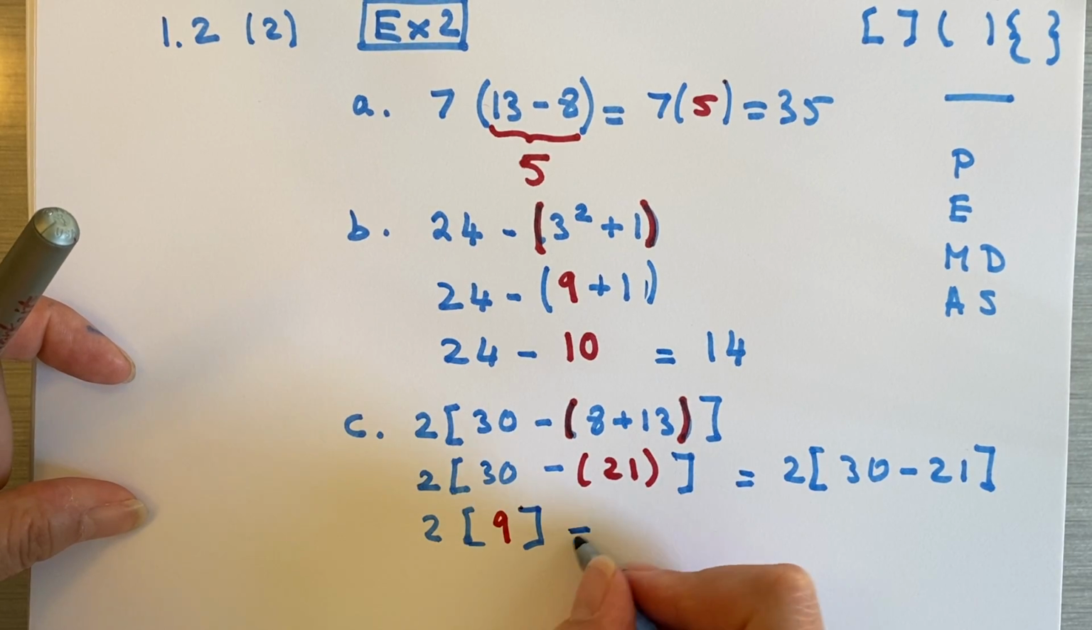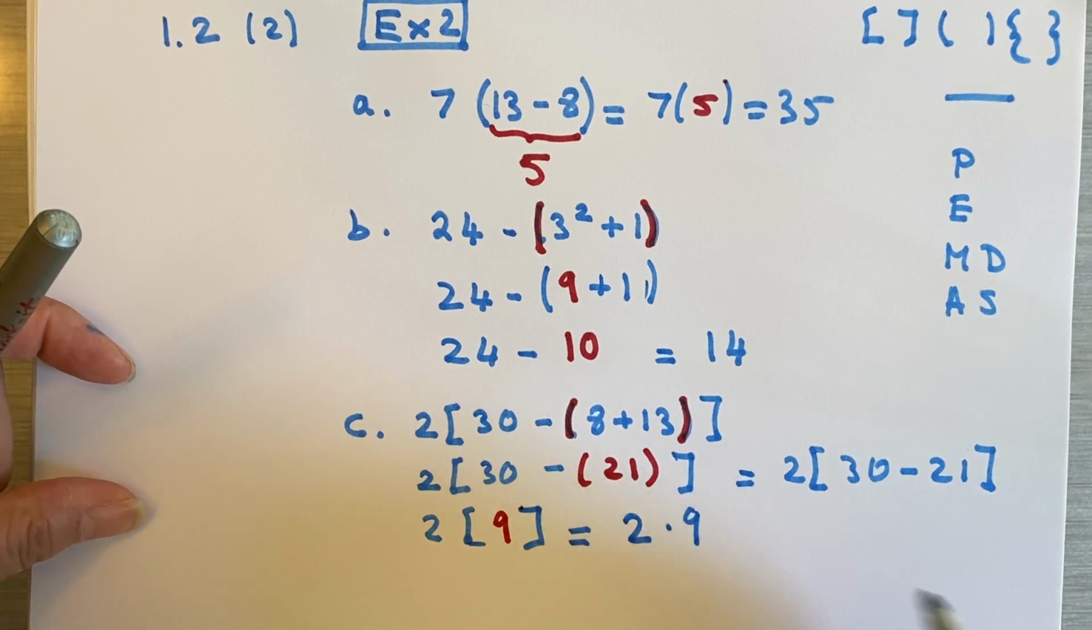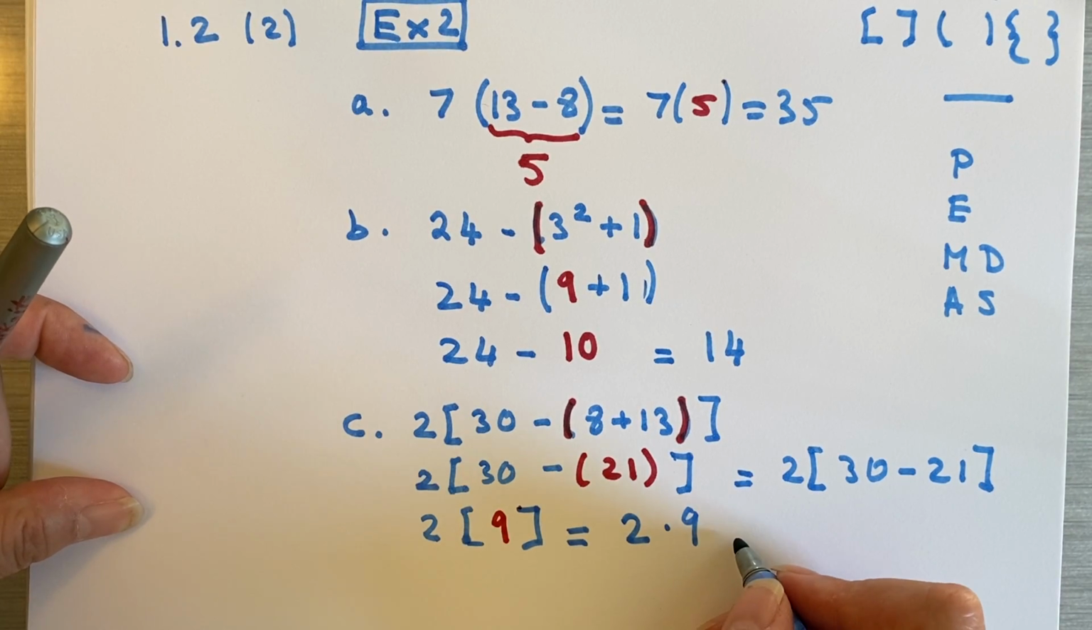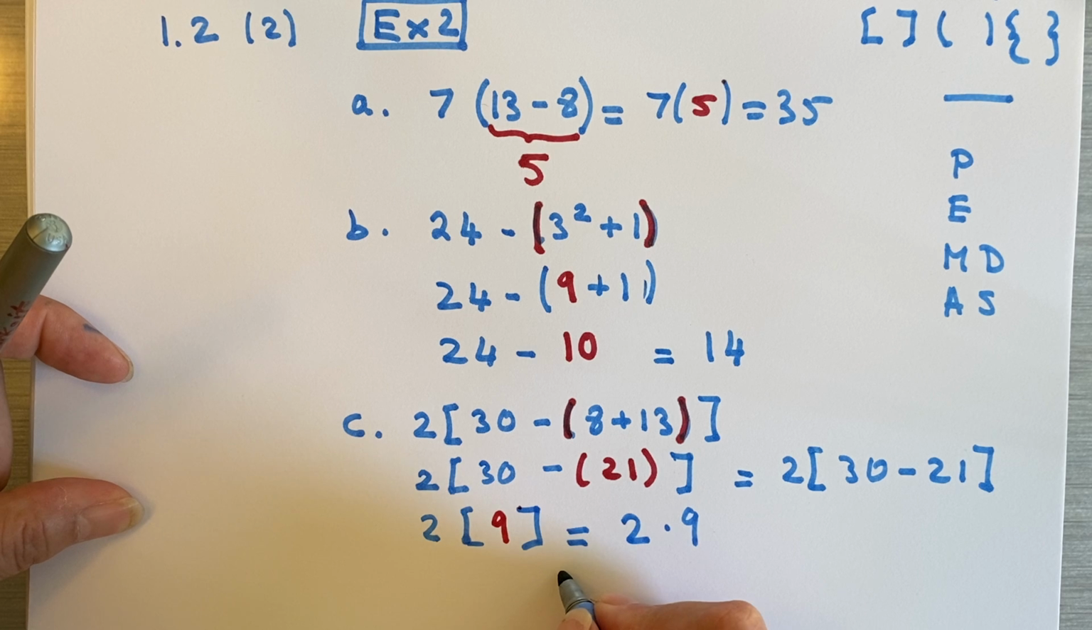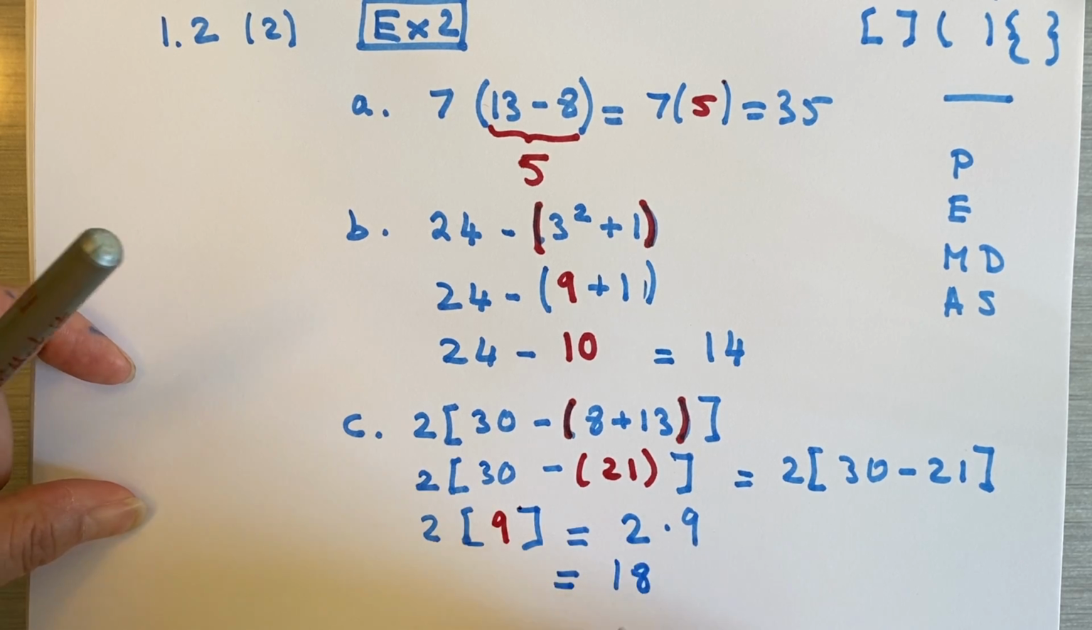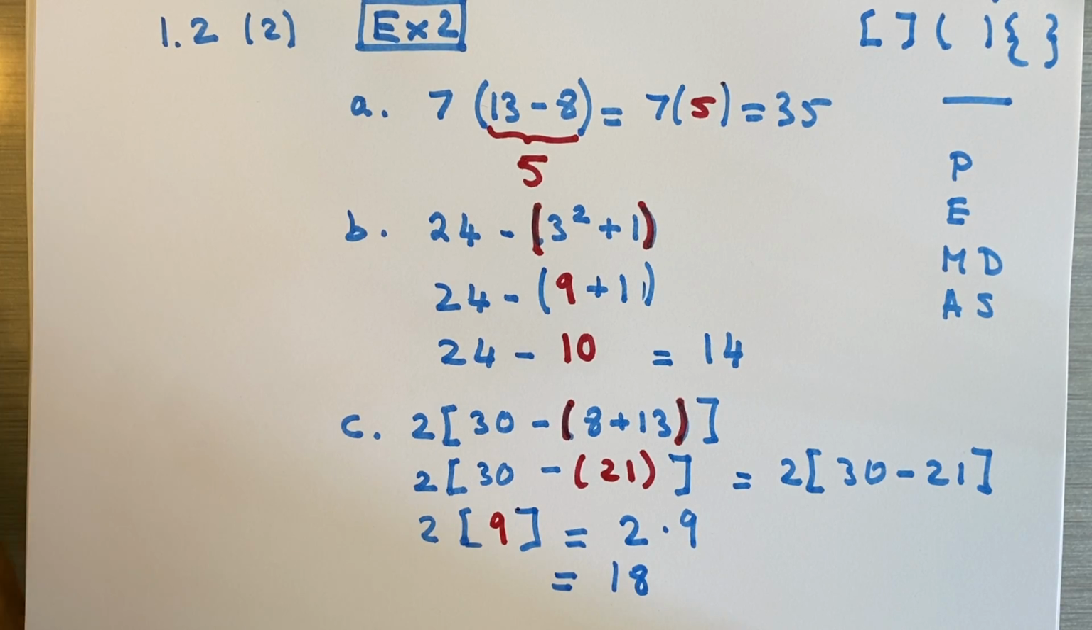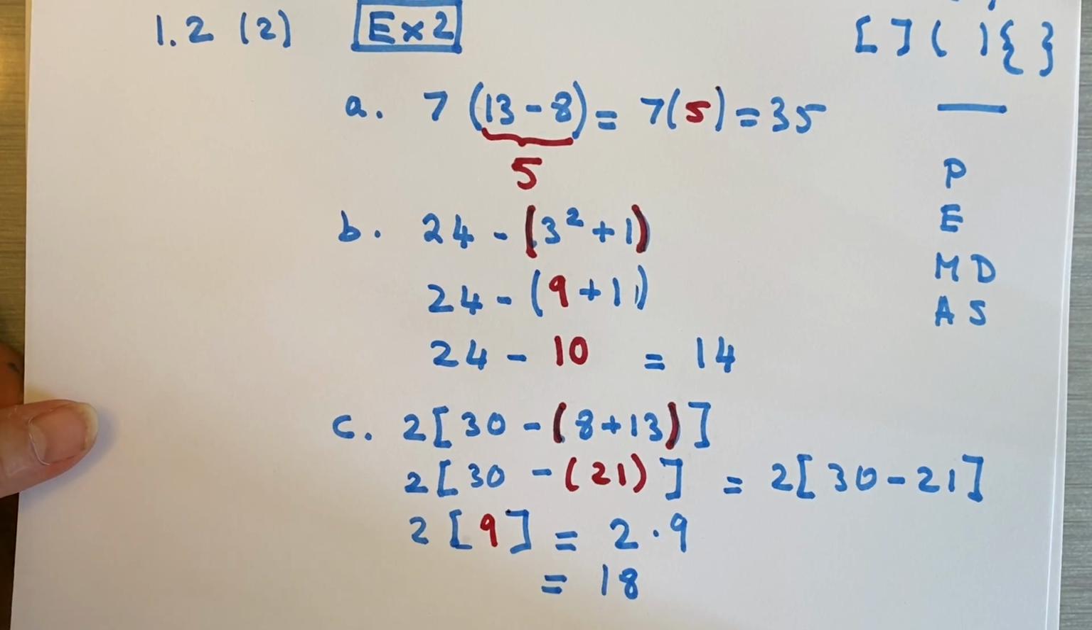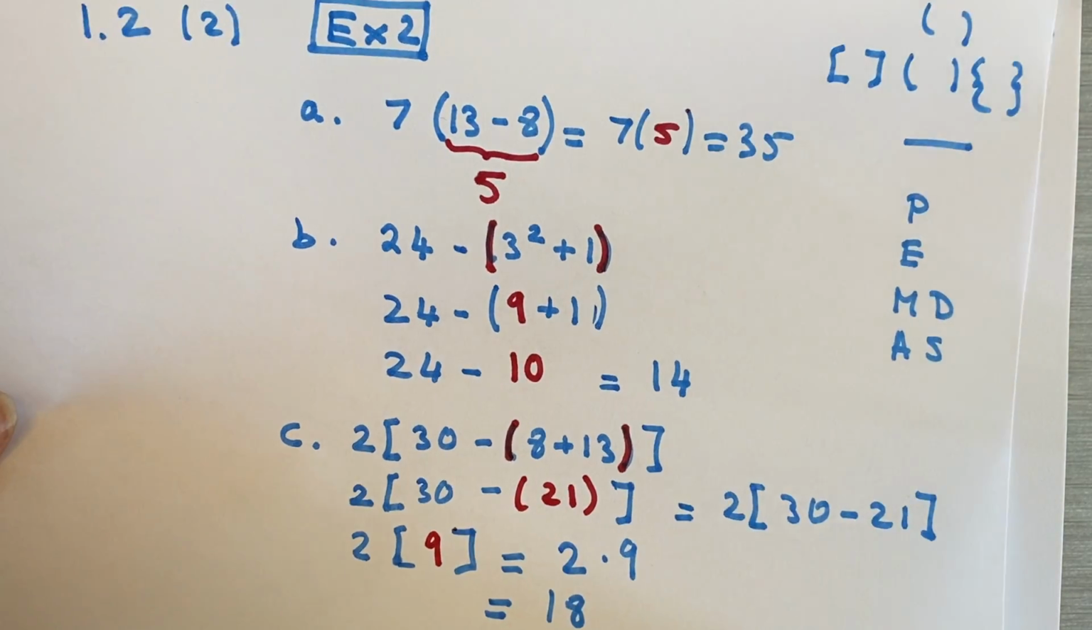And again, I could write this as 2 times 9 if I want to. It doesn't matter. But either way, I know that my answer is going to be 18. Now, I will encourage you, do not skip steps. It will kill you. I know you're going to be tempted. I know you're going to be in a hurry, but do not skip steps.